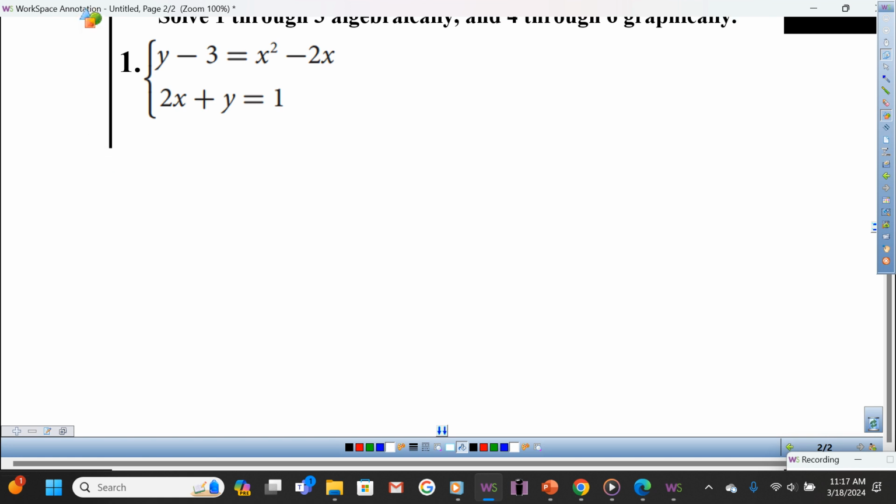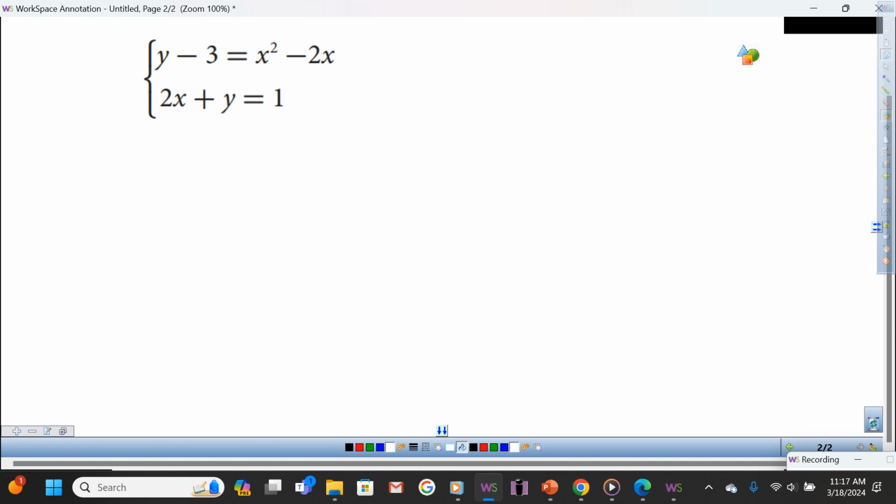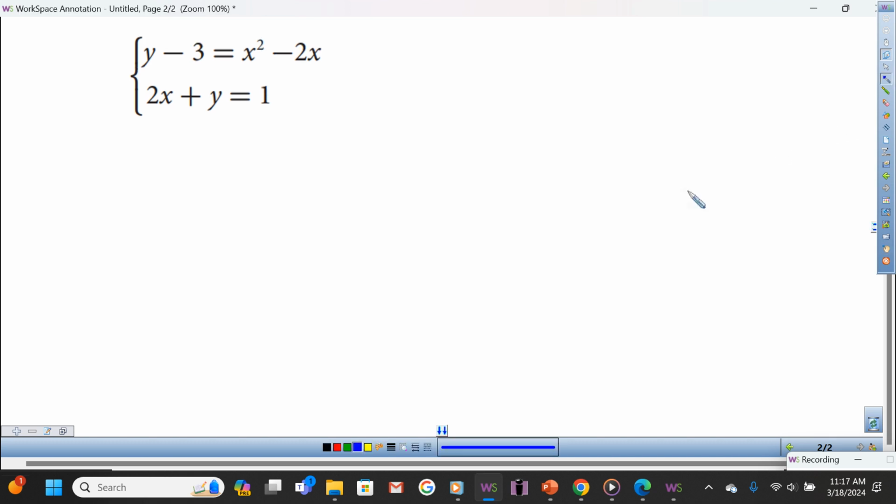Number 1 is y minus 3 equals x squared minus 2x, and 2x plus y equals 1. And once again, this method is substitution. We started last week, and here we go one more time. So first things first, remind your neighbor the note I asked you to write here on the side when solving via substitution. What is the one thing I asked you to remember when solving via substitution?